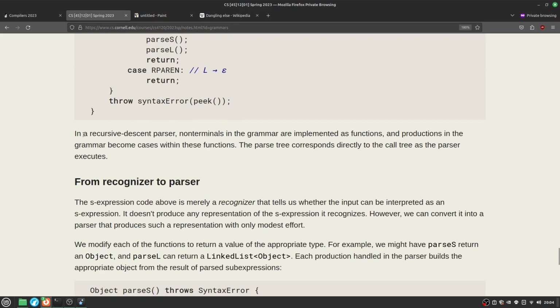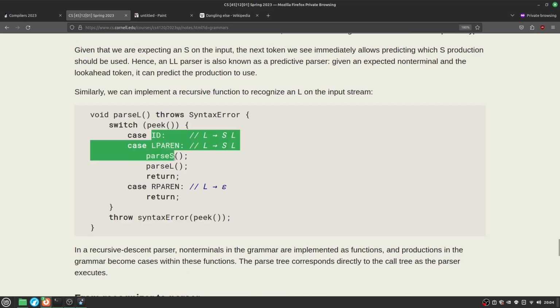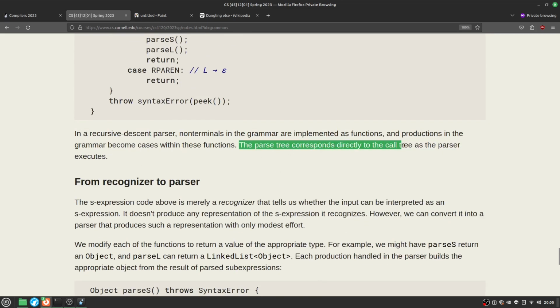Okay. In a recursive descent parser, non-terminals in the grammar are implemented as functions, right? And productions in the grammar become cases within these functions. Makes sense? The parse tree corresponds directly to the call tree as the parser executes.